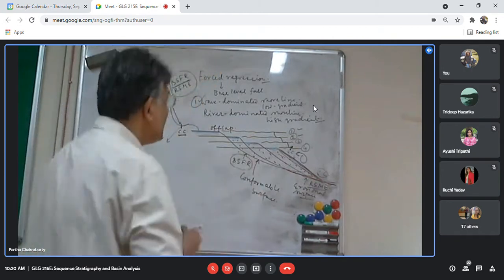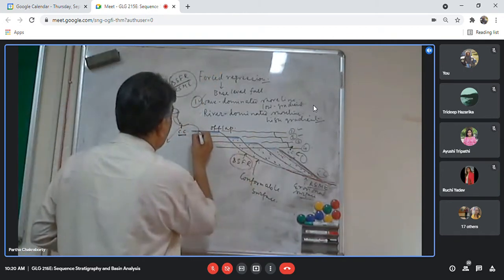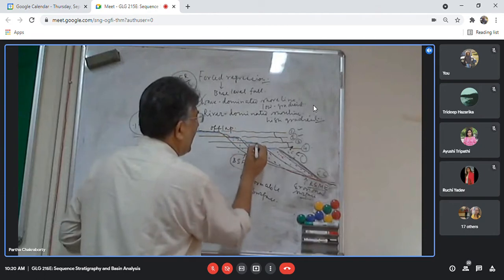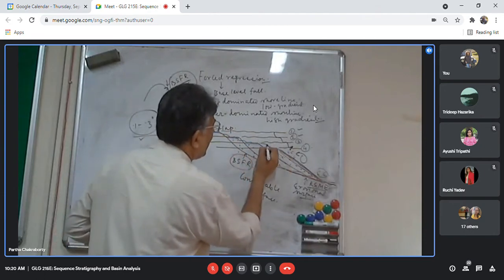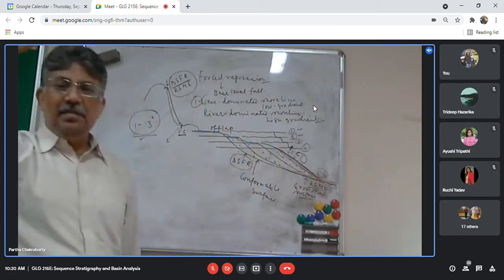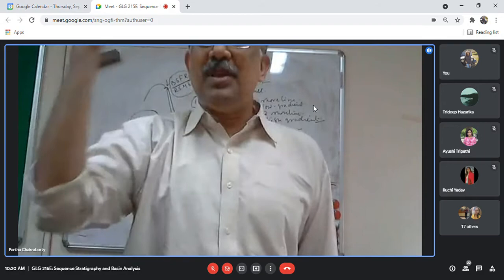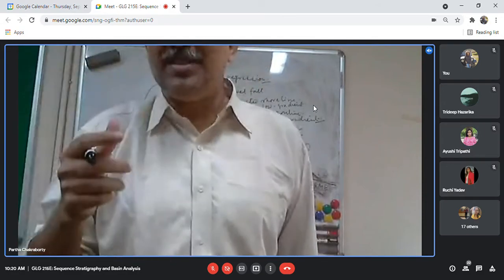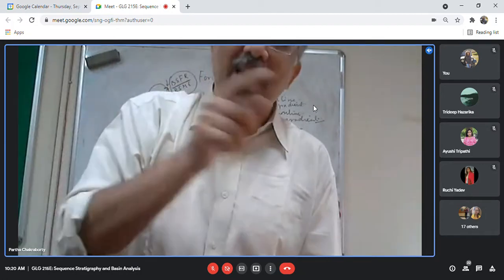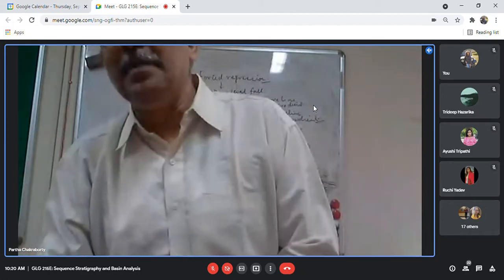So, what is this correlative conformity? This unconformity, what is forming here? This becomes the correlative conformity at the deeper point. If you remember the definition of sequence stratigraphy, what is the depositional sequence? The genetically related package bounded between unconformities and their correlative conformities.